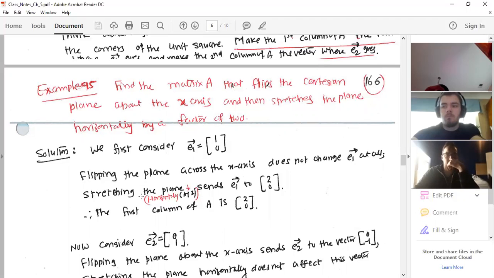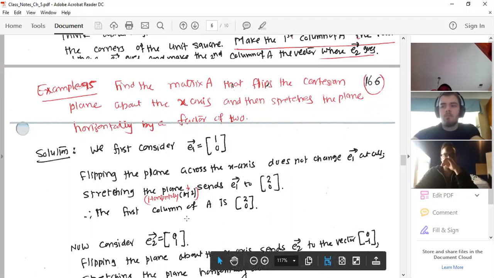Stretching the plane horizontally sends E1 to, if you stretch this one, if you have (0, 1) to (0, 1) and you stretch by the same length, it will now be (0, 2). So your vector in that case would be (2, 0). So the first column of A is (2, 0) after stretching.